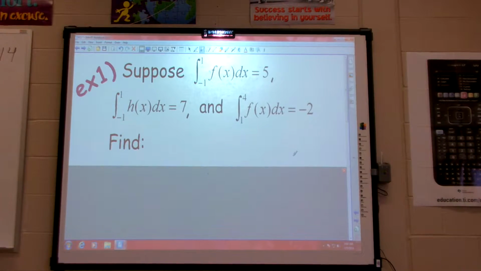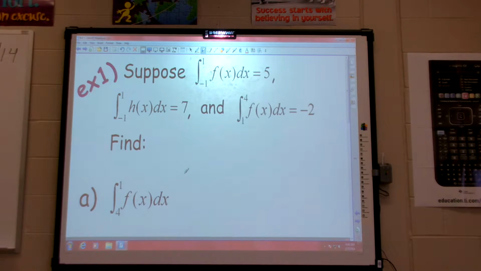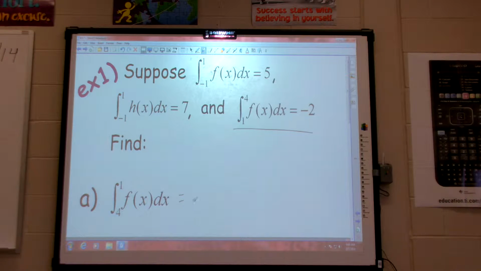Okay, first one. Integral 4 to 1 of f of x dx. Close to what I have here, but it's flipped. So how do I compensate for that? It's going to be a negative 2, which is 2. Exactly. So to compensate for that, remember this is the same thing as 1 to 4. It's our first property.